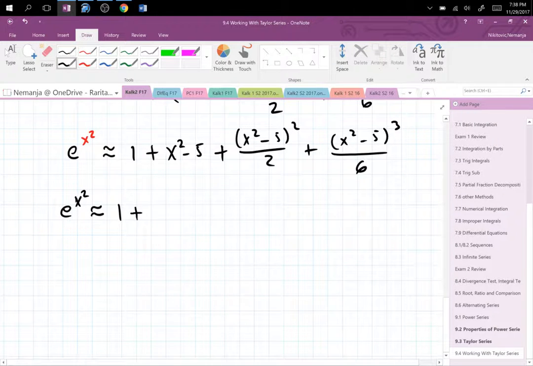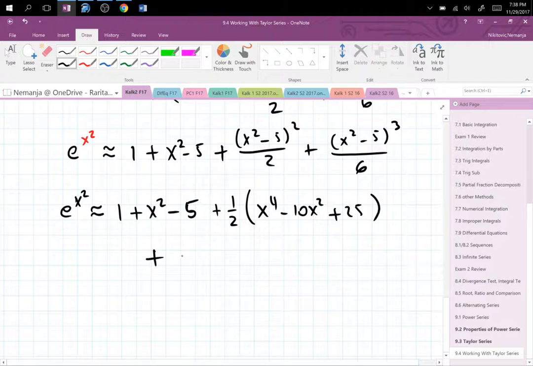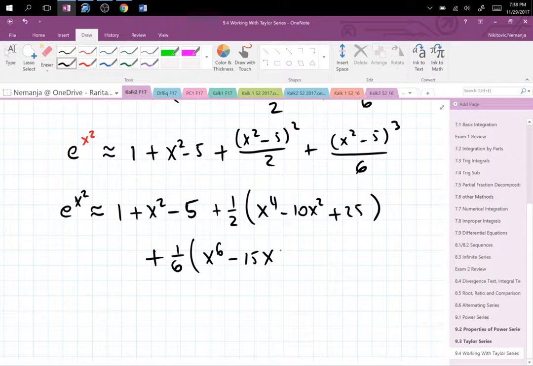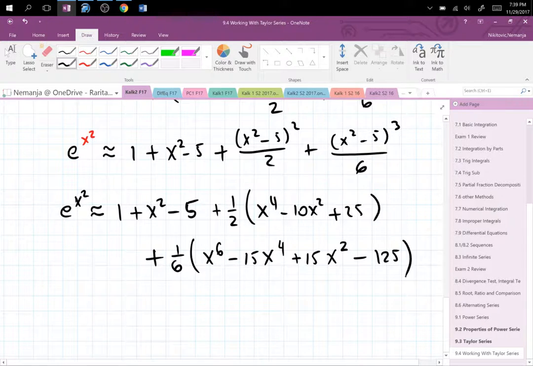This is 1 plus x squared minus, oh, I could have combined those, plus 1/2 of x to the 4th minus 10x squared plus 25 plus 1/6 of x to the 6th minus 15x to the 4th plus 15x squared minus 125. There we go.